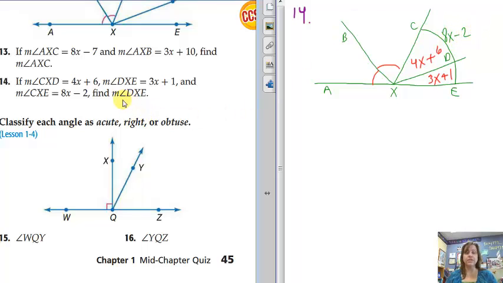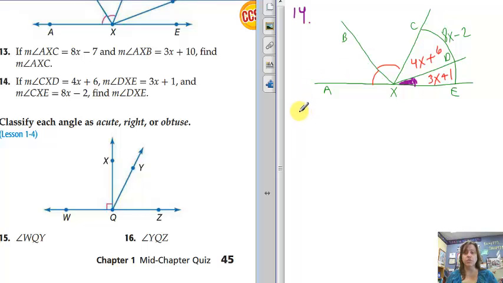And we're asked to find angle DXE. So I want to kind of highlight that so I can remember. Angle DXE is our question. What is this angle right here? Well, we can see that we've got two smaller angles that have been joined together. They're adjacent to make a bigger angle. So let's use our angle addition postulate and add those little pieces together.